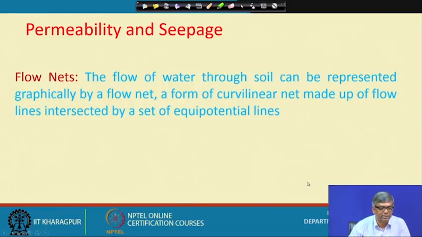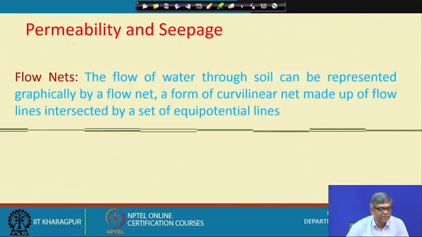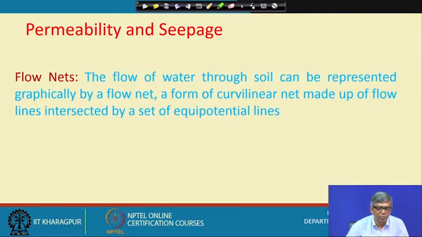Now, flow nets, as I have already mentioned, are a number of equipotential lines and flow lines combined, drawn in a particular pattern or following a particular law. That is actually a flow net. The flow of water through soil can be represented graphically by a flow net, a form of curvilinear net made up of flow lines intersected by a set of equipotential lines.